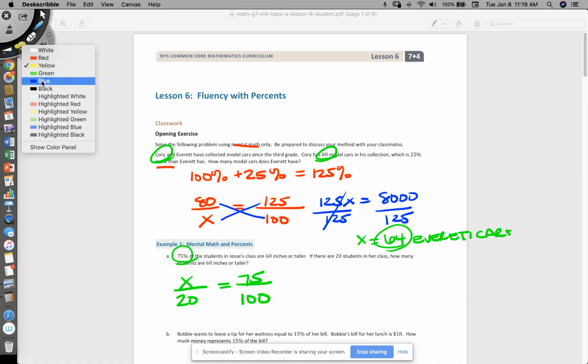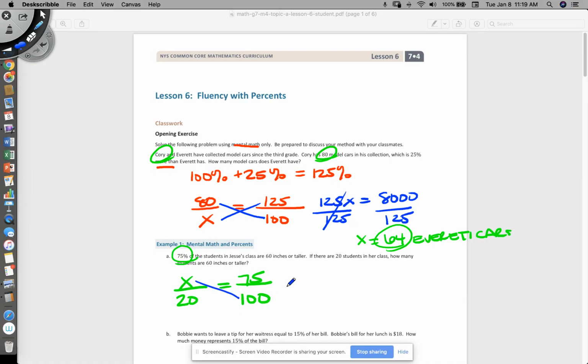I don't want to use yellow. Let's use blue. This is going to give me 100x, and 75 times 20 is going to give me 1,500. I'm going to divide out my 100, and that gives me 15 students. So of a class of 20 students, 15 of them are 60 inches or taller. All right, I'm going to scroll this down.